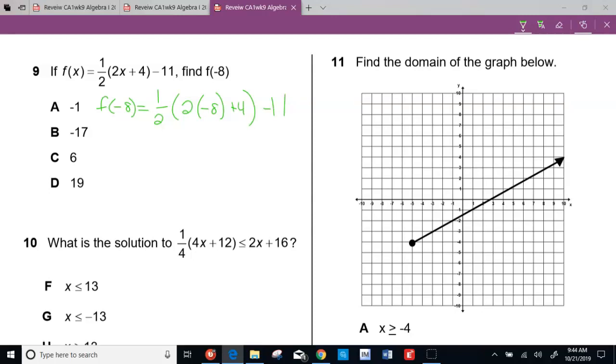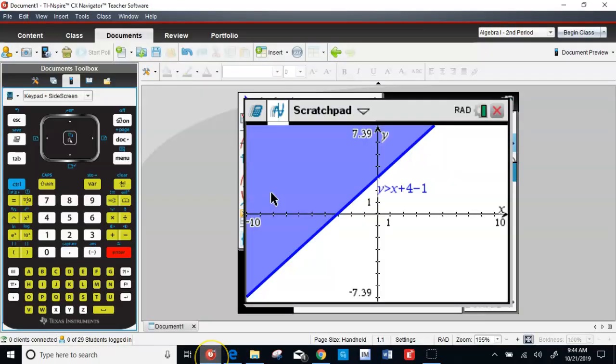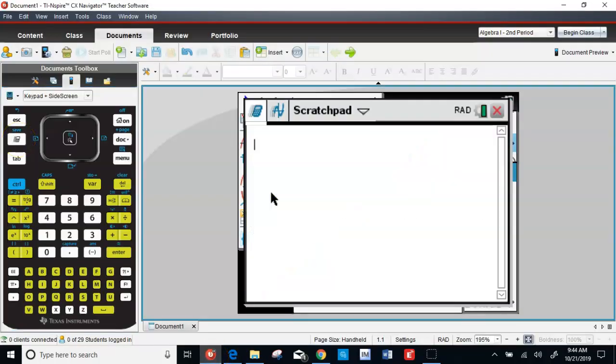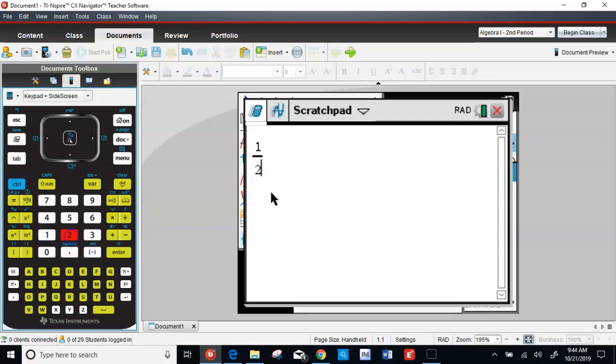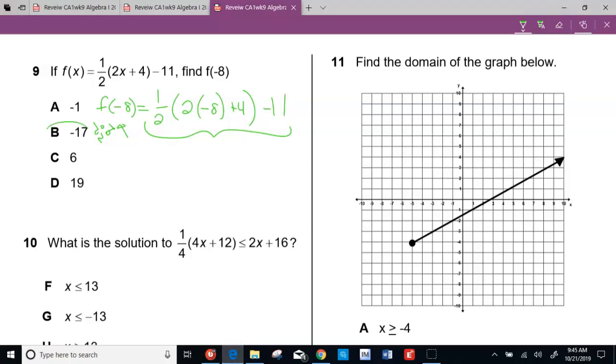So to do this in the calculator, you only plug in this piece. Do not plug in that at all. So with my calculator, I'm going to plug in everything we have under my little bracket here. I'll go to my calculation side, and I'll just type it in. It's going to be 1/2. I'll use the fraction that they give me. Right arrow, parentheses, 2, parentheses, negative 8, because that's the value I'm substituting for x. Plus 4, close parentheses, minus 11, enter. And my final answer is negative 17. So that is choice B.